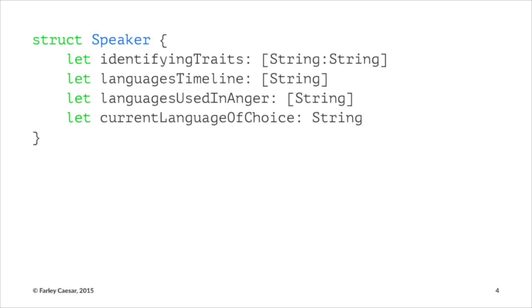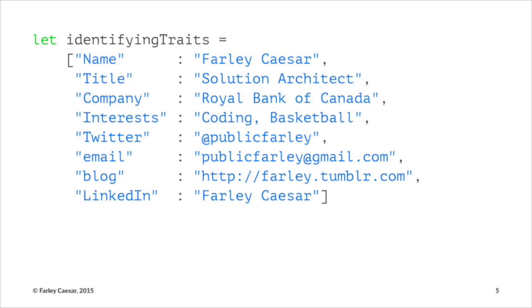And the attributes this one's going to hold are identifying traits of the speaker, languages timeline, languages that I've used in anger, and then my current language of choice. And you can guess as to what that might be. So identifying traits, we already talked about a bunch of these, so I'm not going to go through it, but there they are.